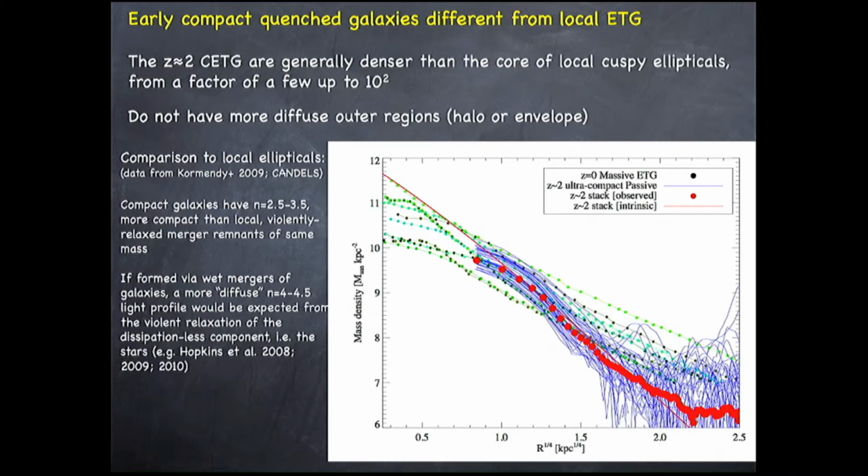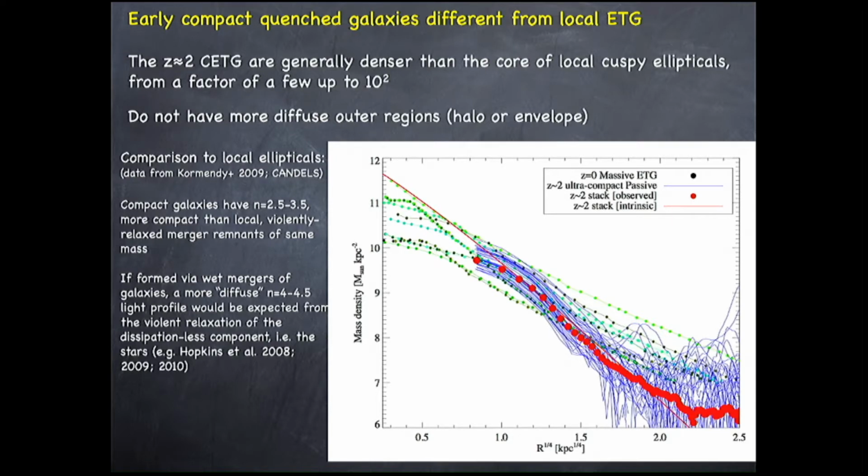Elliptical galaxies today have a lot of low surface brightness outer regions. For the high redshift ones, of course, we know Hubble is not very sensitive to low surface brightness light. There's a cosmological dimming of a factor of 60, going as 1 plus z to the fourth power. This is a stack of about 90 galaxies.